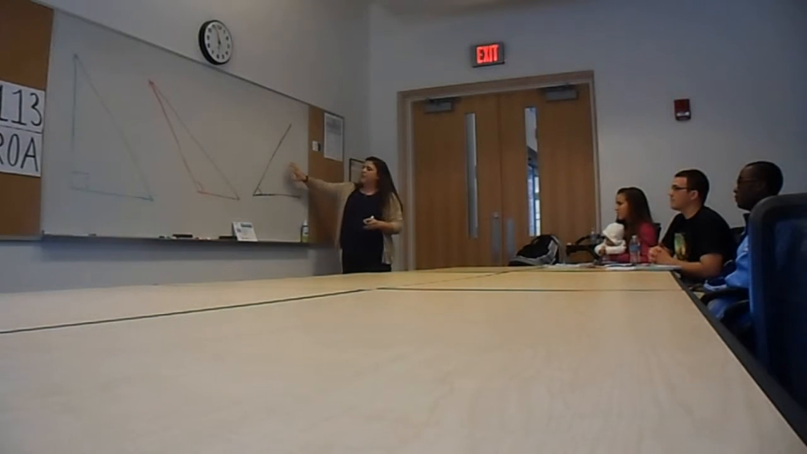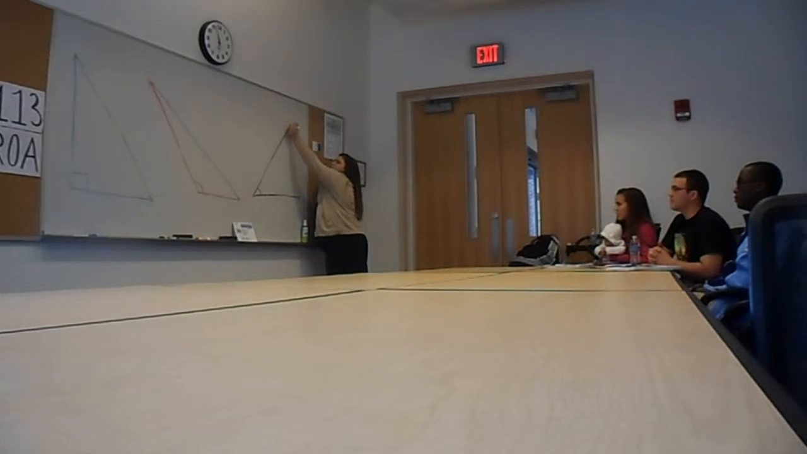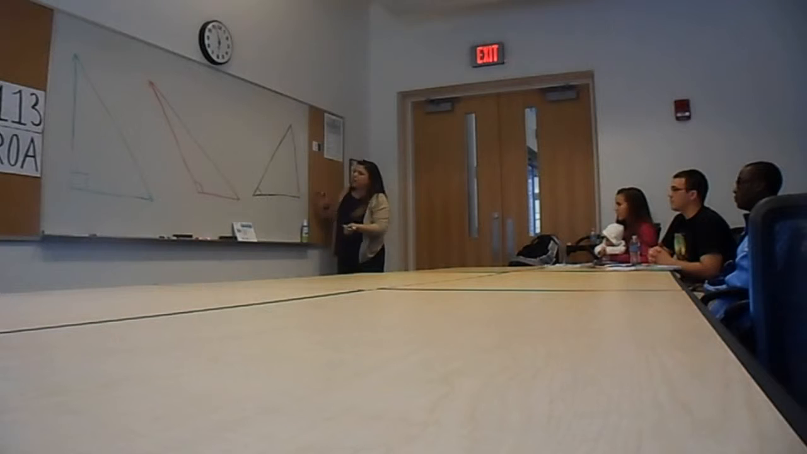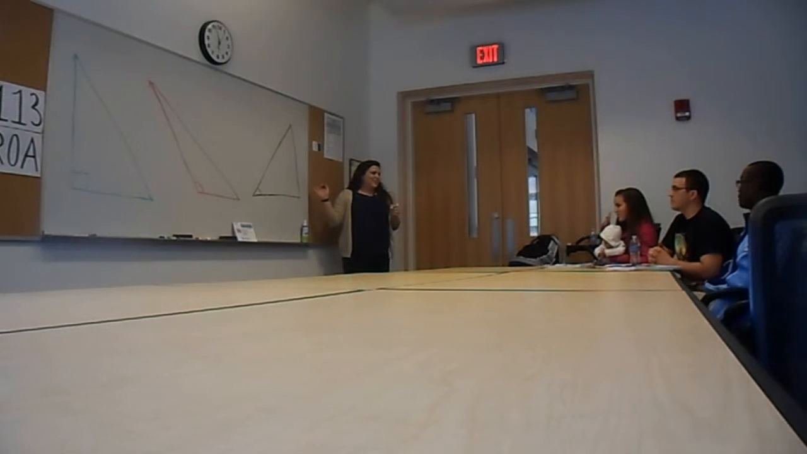And finally, we have this angle. And if we turn this into a triangle, it becomes an acute triangle. Can anyone tell me why that is? Because the angles are acute. Yeah, it has an acute angle inside of it.